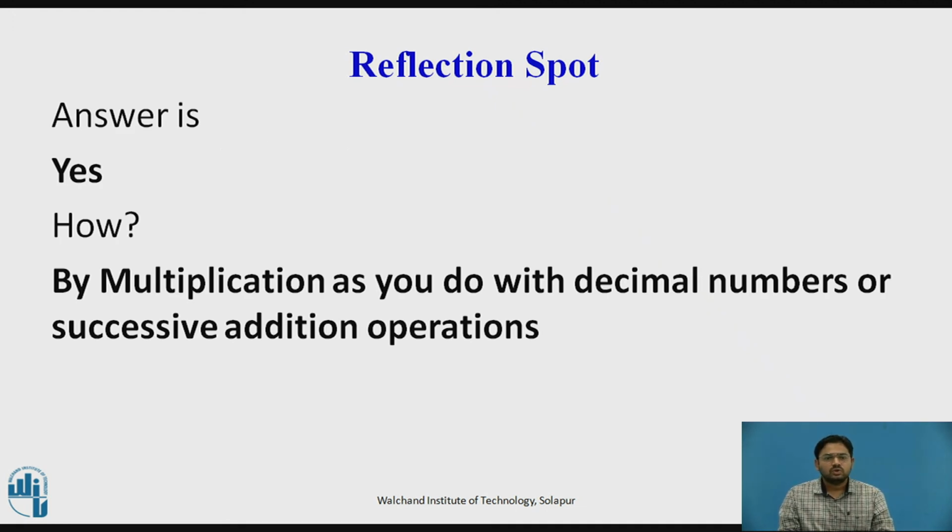You can do the multiplication by successive addition, or by normal multiplication as you follow in the decimal number system. So multiplication is also possible in the binary number system, octal number system, and hexadecimal number system.